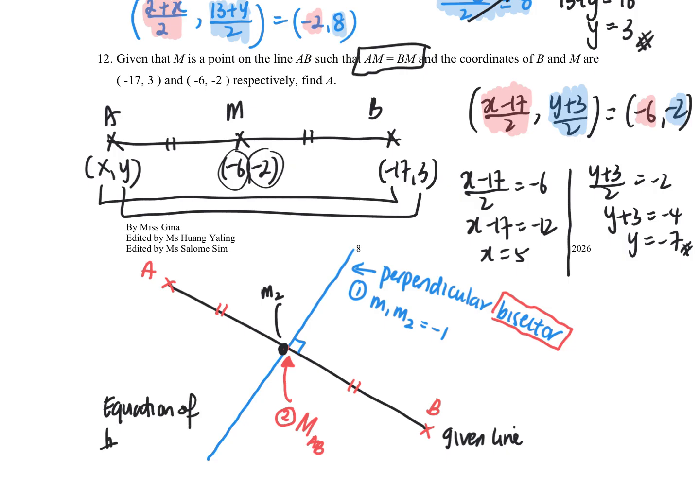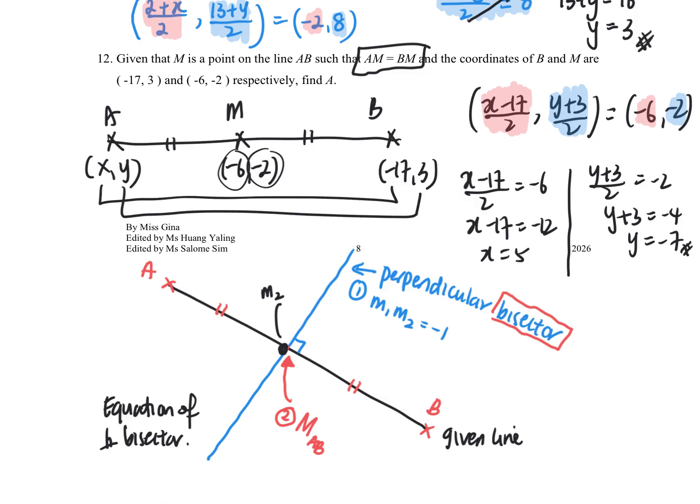So this is 7.3. You get it? So why we learn midpoint is so that we are able to find that one point that lies on the blue line. Why we learn M1, M2 equals to -1 is so that when I give you a line, you can find the gradient of this blue line. So with the gradient, with the midpoint, I can find equation of this line.